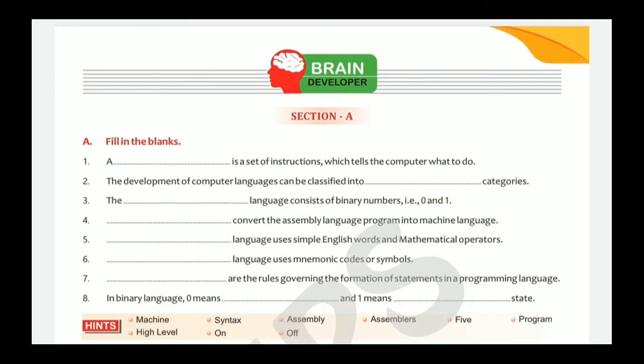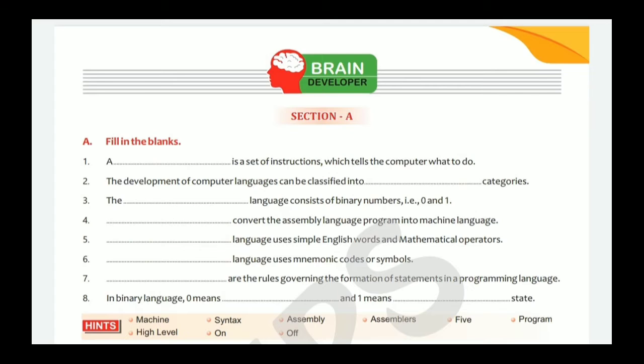So the second fill in the blank is: the development of computer language can be classified into dash categories. That is defined in 5 categories. One is machine language, second is assembly language, third is high level language, fourth is fourth generation language, and fifth one is fifth generation language. Okay, so third is: the dash language consists of binary numbers 0 and 1. That is the only language, machine language, that consists of binary numbers, that is 0 and 1.